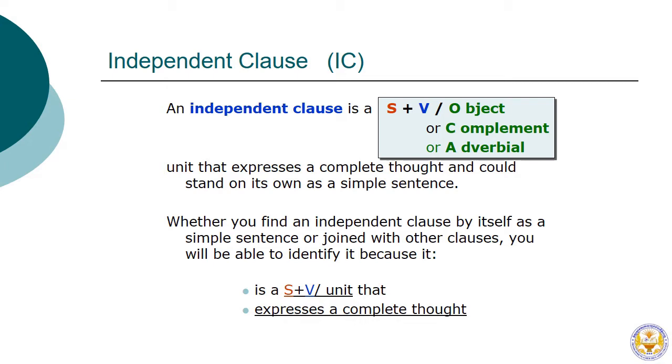An independent clause is a group of words that contains a subject and verb. We can call it a unit that expresses a complete thought and could stand alone as a simple sentence. Whether you find an independent clause by itself as a simple sentence or joined with other clauses, you will be able to identify it because it is a subject-verb unit that expresses a complete thought.